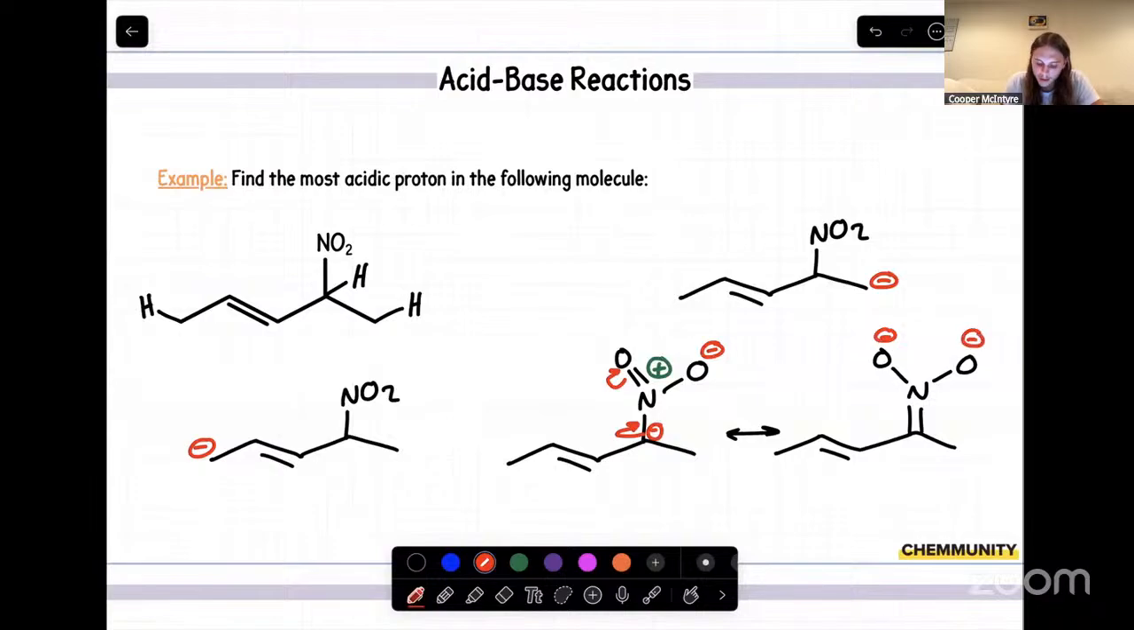Right here is a good introduction into resonance. Since we have a negative charge, or at least we can push that negative charge up onto an oxygen, that's going to help stabilize our conjugate base a lot more. And since that conjugate base is the most stable, that means this proton is the most acidic.